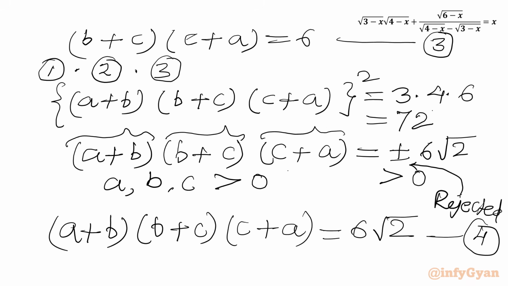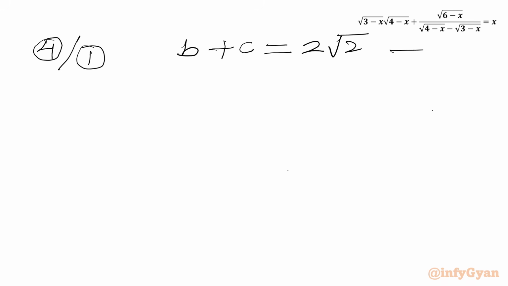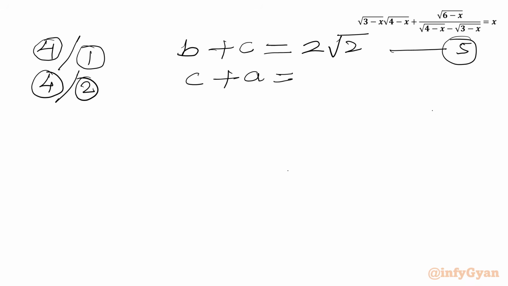Now we have to divide equation 4 by equation 1. So let me write here equation 4 divided by equation 1, which will give us b plus c equal to 2 root 2. Let's say this is the fifth equation. We will divide equation 4 by equation 2. We will get c plus a equal to 6 root 2 over 4, which is 3 root 2 over 2. Let's say this is equation 6.